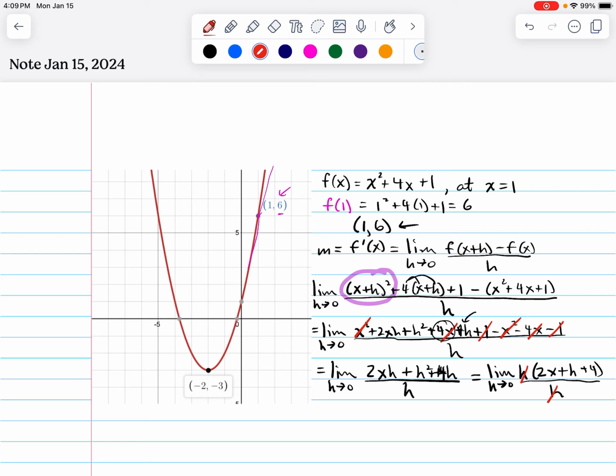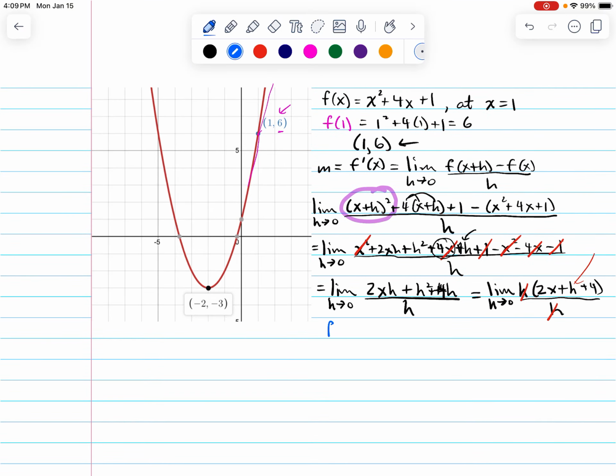Now we've got the limit as h goes to 0. That just means this h right here will go to 0. And now we have a brand new function. We call it f prime of x, 2x plus 4. This is a machine that if you put in a value for x, it's going to give you the slope of the tangent. It's going to give you the slope of that line that touches the graph exactly one place.